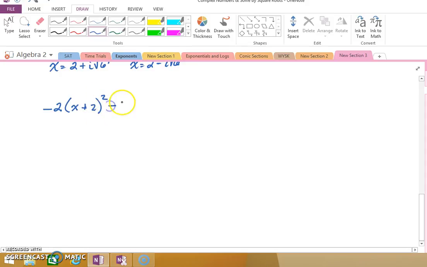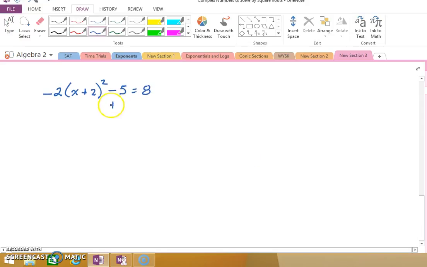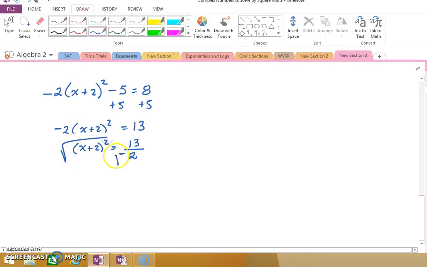This one's a little bit more complex. Negative 2 times (x plus 2) squared minus 5 equals 8. Okay, so we're going to start by bringing that 5 over. Negative 2 times (x plus 2) squared equals 13. I'm going to divide by that negative 2. Then I'm going to take the square root of both sides.